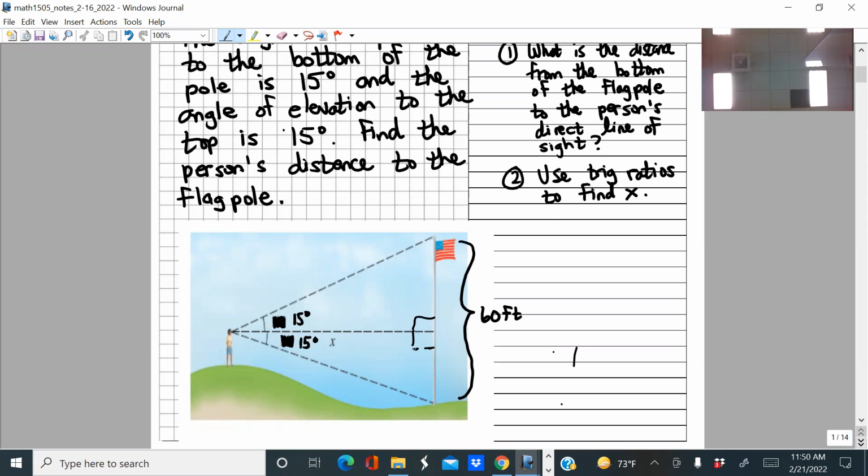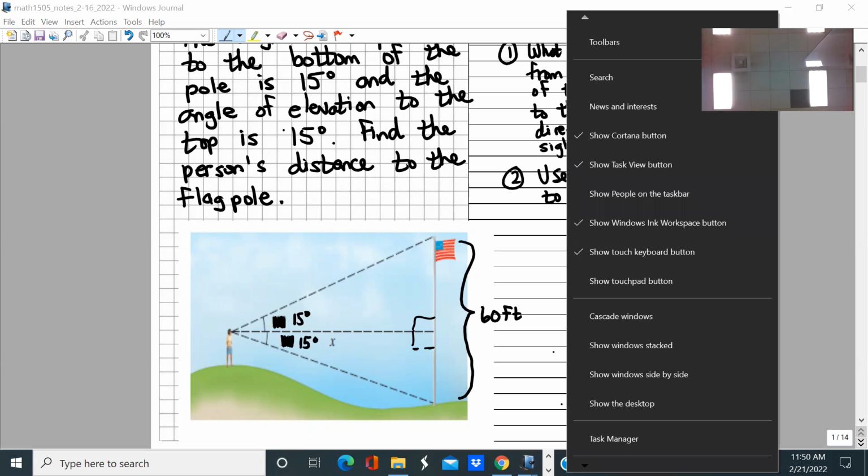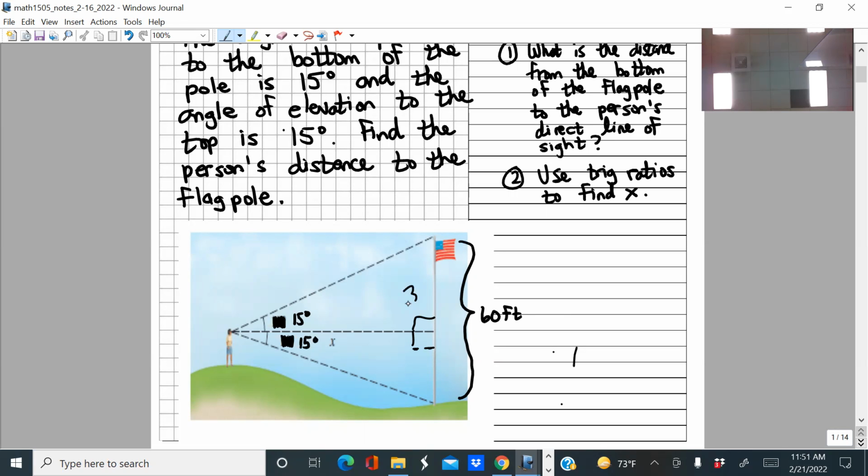The half of 60, that's right, okay? Because both of these angles are 15 degrees, right? So these two right triangles are exactly the same, which means these two lengths must be the same. And so that means they're both half of 60. So this length is 30, and this one also is 30 as well, right? Okay. So can y'all find X based on that information? That should be pretty easy, right?